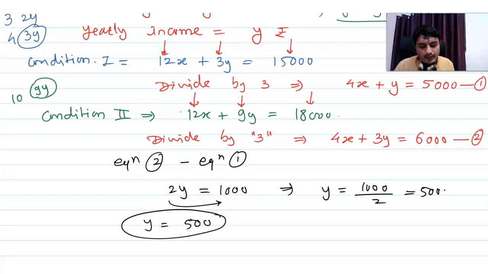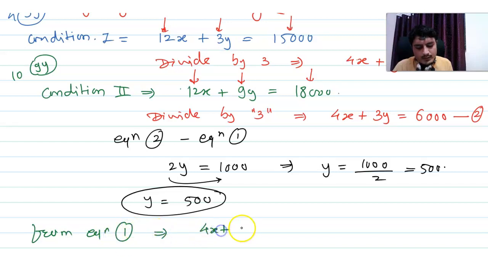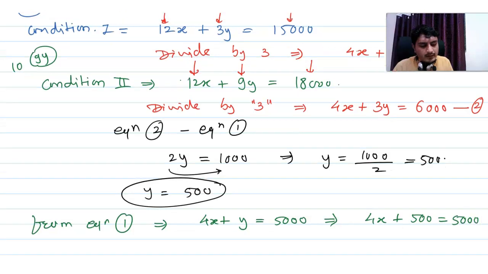Now to evaluate his monthly income, meaning the value of x, substitute the value of y in any one of the equations 1 or 2. We are choosing equation 1 because in that equation y is free from coefficient. We have 4x plus y equals 5,000 as equation 1. In it we substitute the y value 500, so 4x plus 500 equals 5,000.